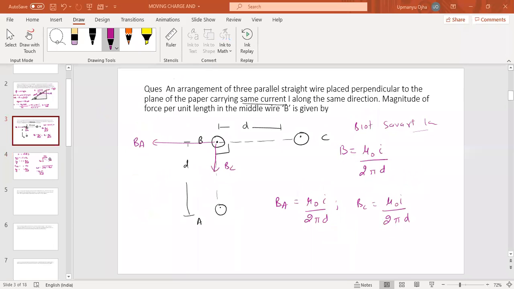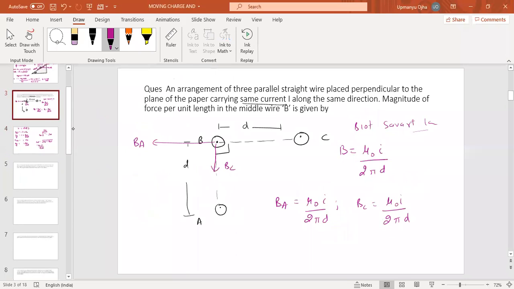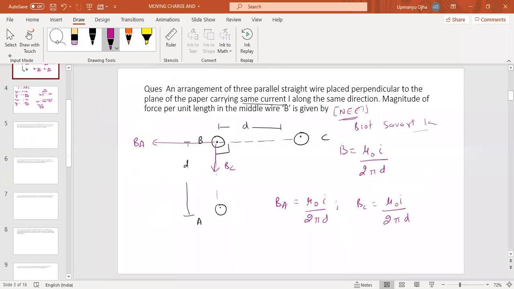Okay, fine. So this was again asked in the NEET exam. In the NEET exam, the questions are simple applications of the concepts which we have studied.